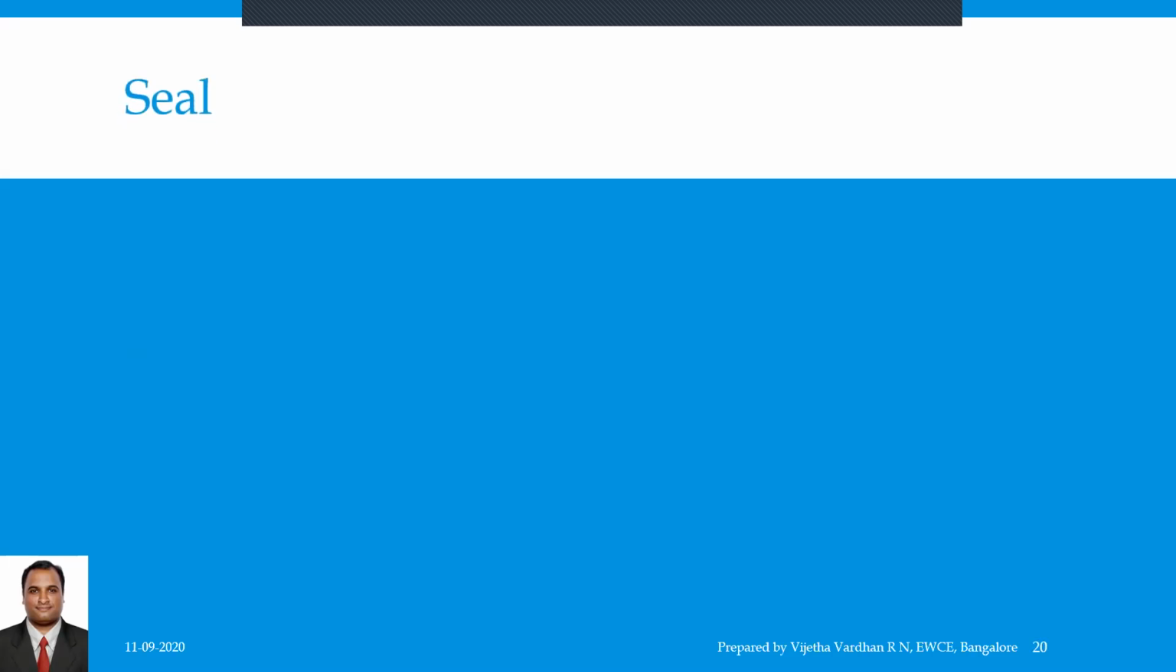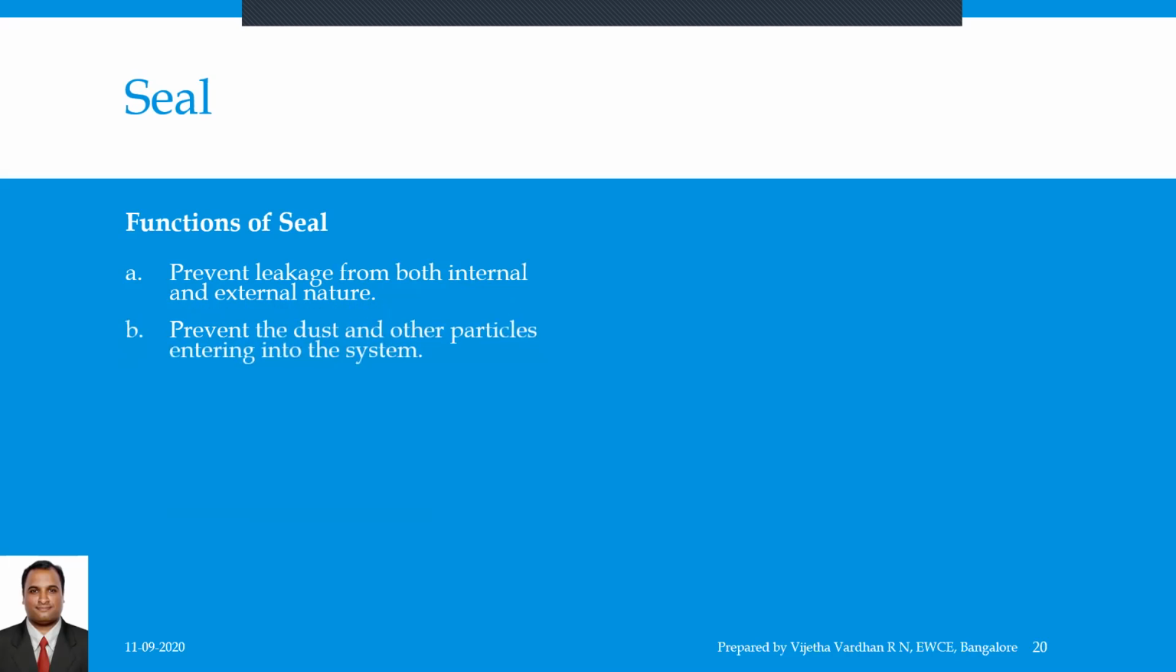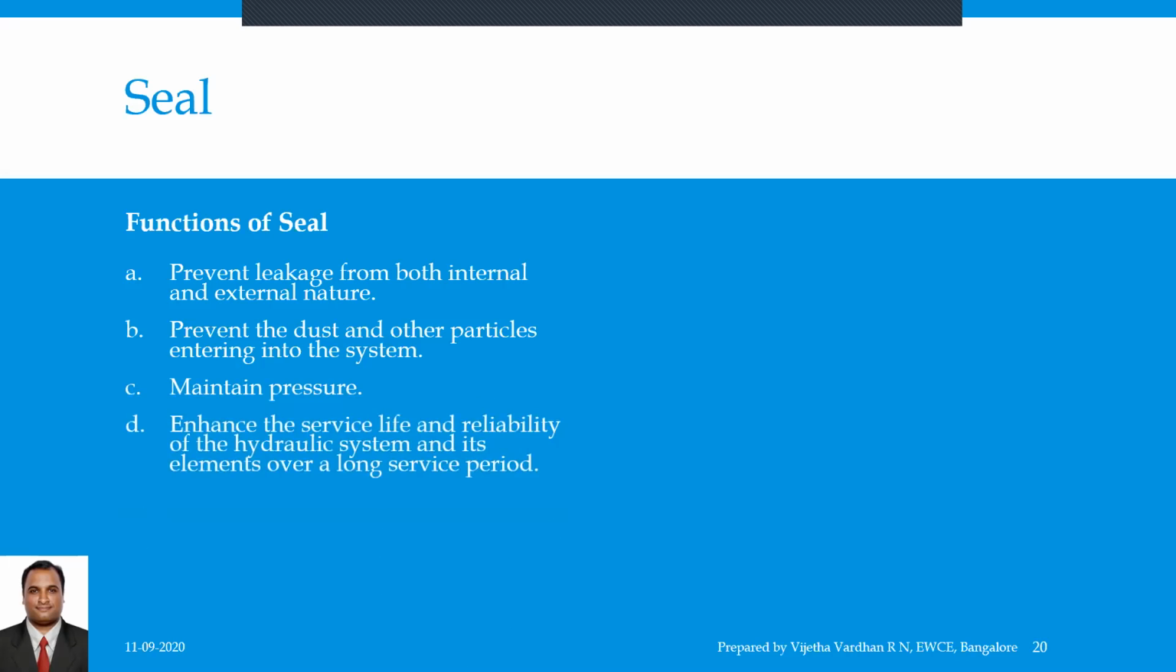Then, we need to understand what the functions of the seal are. The primary function is to prevent leakage, both internal and external in nature. It should prevent dust and other particles from entering the system, it should maintain the pressure, and it should enhance the service life and the reliability of the hydraulic system and its elements over a long service period.